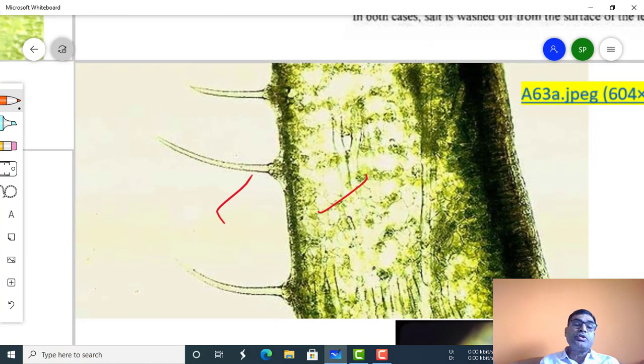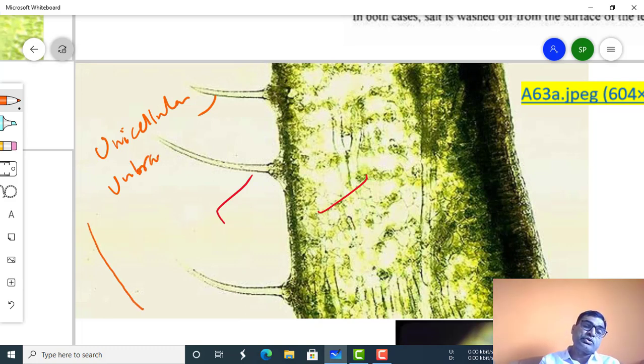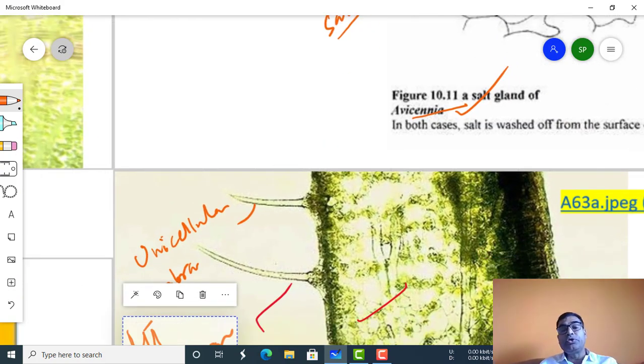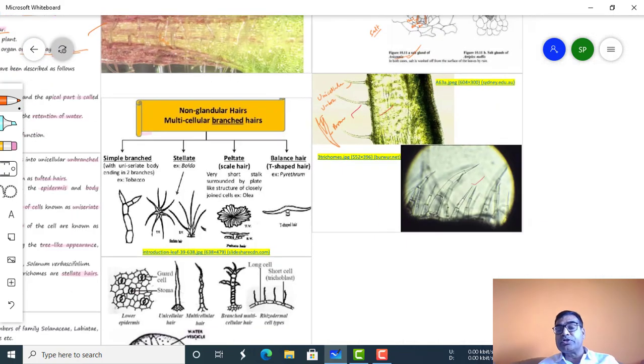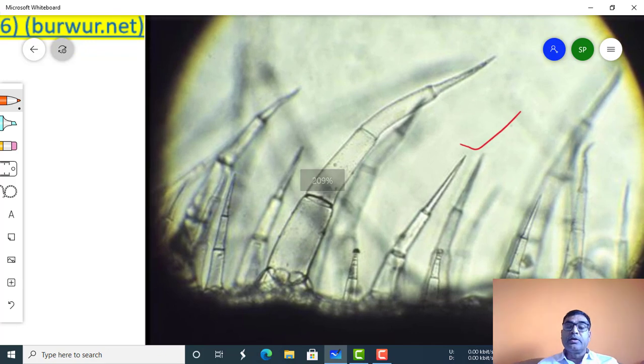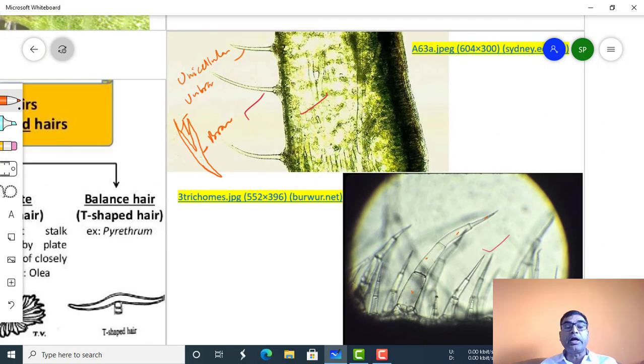Okay, these hairs are unicellular and unbranched. Okay, unicellular, unbranched. Some hairs are also of this type. They are unicellular but show such a type of branching. Then they are unicellular branched hairs. Okay, so these are the unicellular hairs. Just see here, these are the multicellular hairs. 1, 2, 3, 4, unbranched but multicellular. Here unbranched and unicellular.